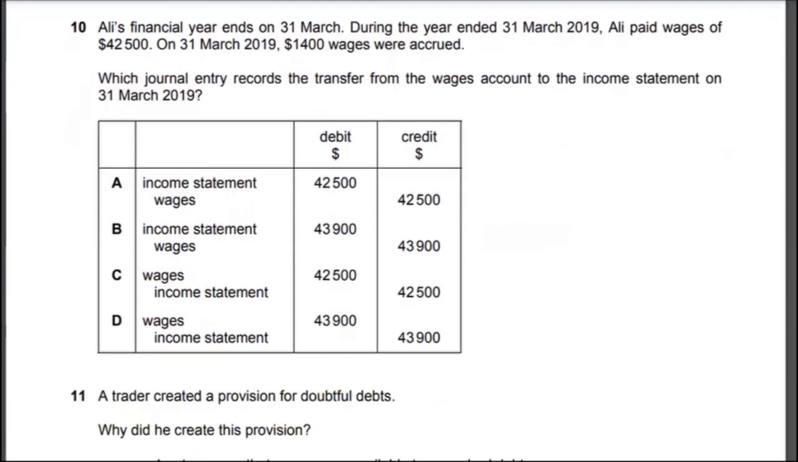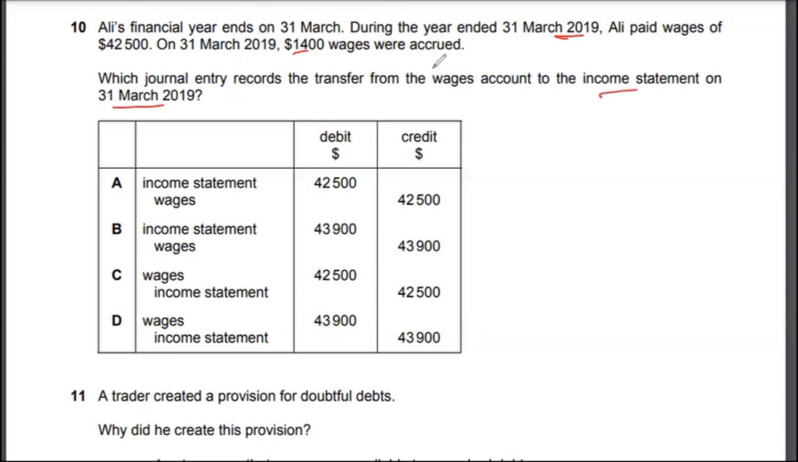Let's look at multiple choice 10. Ali's financial year ends on 31st March. During the year ended 31st March 2019, Ali paid wages of 42,500. On 31st March 2019, 1,400 wages were accrued. Which general entry records the transfer from the wages account to the income statement on 31st March 2019?